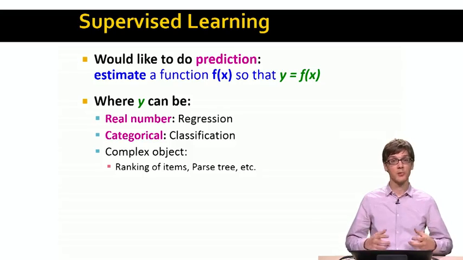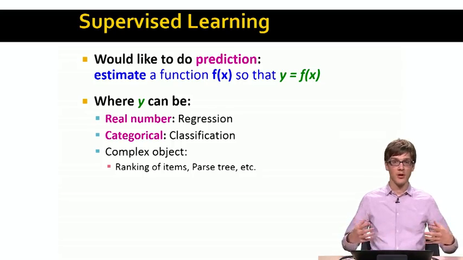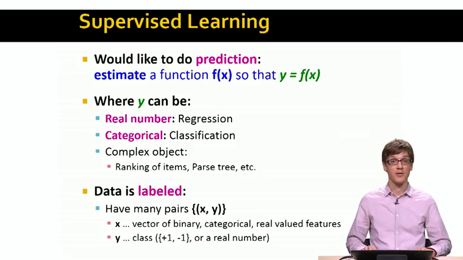Of course, you can also predict more complex objects. For example, y could be a ranking, an ordering of things, or if you are working with sentences, y could be a whole parse tree. But what we will focus on in our lecture is mostly classification. So basically, given a set of x's, decide what is the binary label of every x.